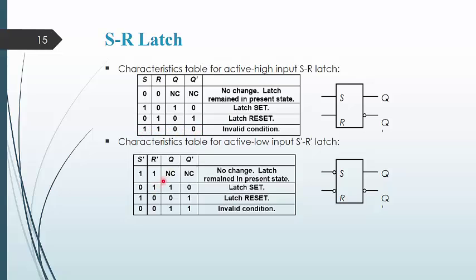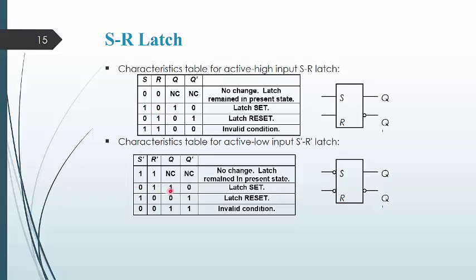But on the contrary, when we consider the active low input S dash R dash latch, exactly the opposite situation happens for each case of set, reset, no change and invalid condition. So here the complement of 0, 0 is 1, 1. For the input 1, 1, the no change state will happen. While in S and R the state was 1, 0, here it will be 0, 1, which are the complements of S and R respectively.